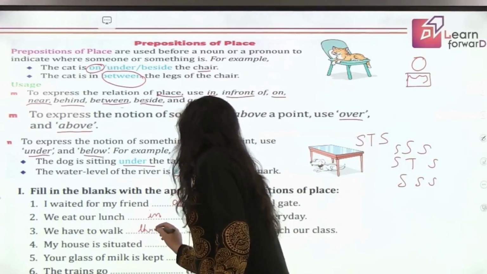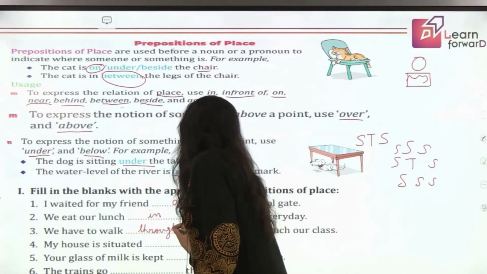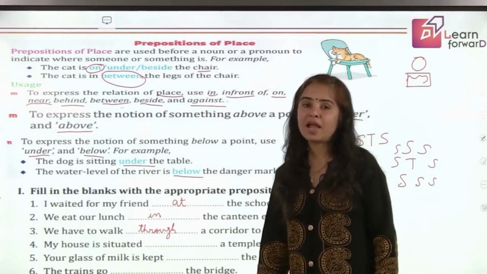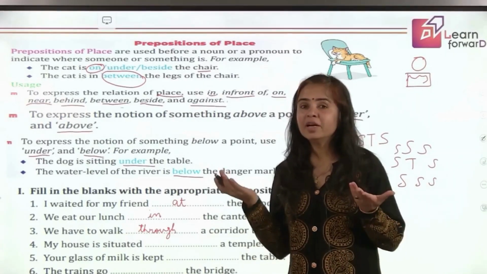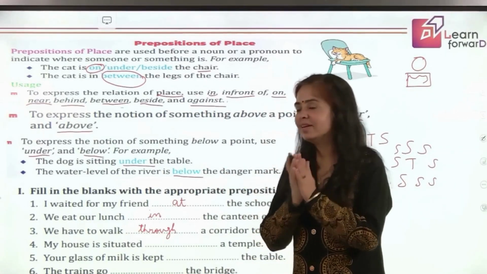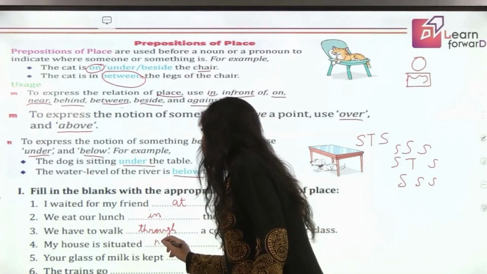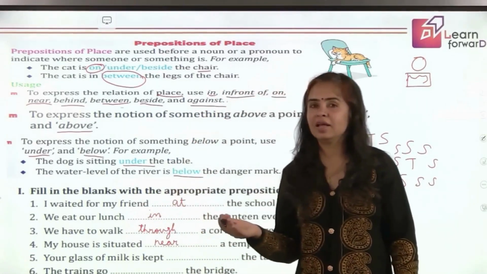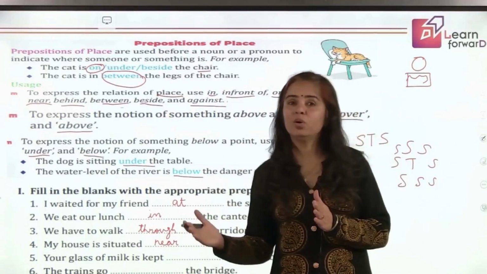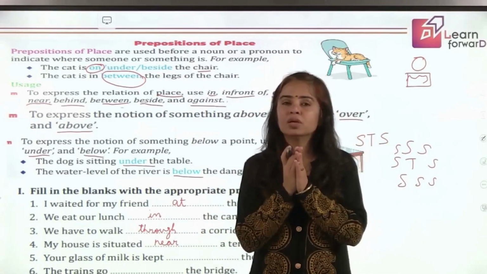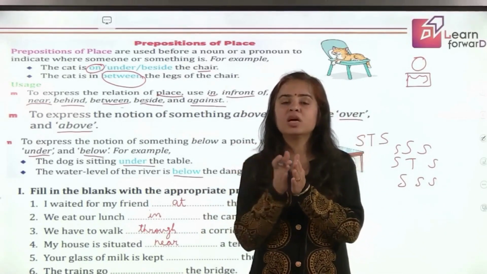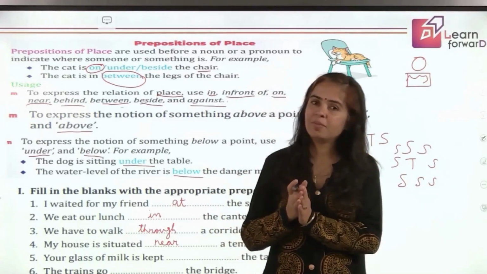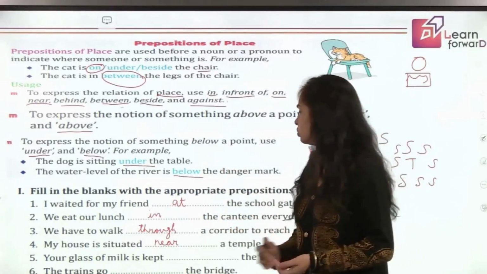We have to walk through a corridor. Next, my house is situated dash the temple. So where can it be? It can be near the temple. It can be in front of the temple. It can be behind the temple. It can be beside also. You know, some people are so lucky their home is just adjacent, just next wall to the wall of the temple. So you can use beside also.